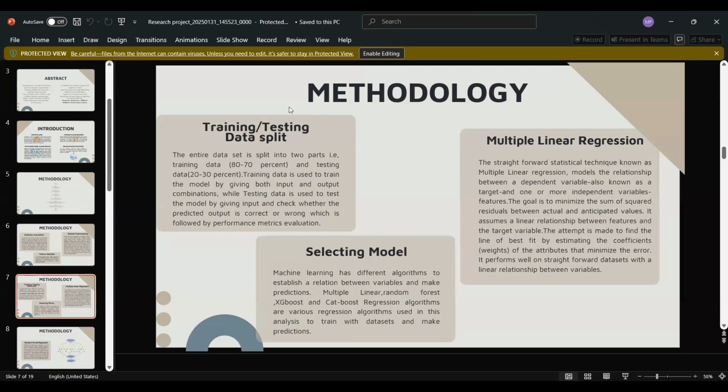The next step is to split the dataset into training and testing parts, in which the training part consists of 70 to 80% of the entire dataset, and testing consists of 20 to 30% of the entire dataset.